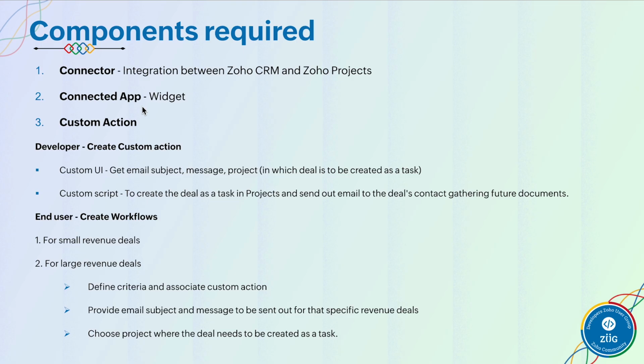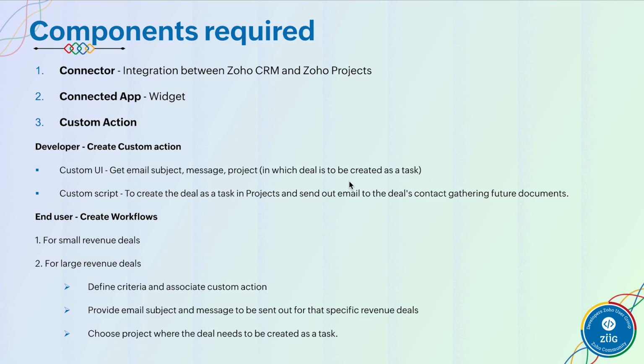The third important component that we require is the custom action component. That's the focus of our topic today, right? Here, for this use case, the custom action is going to require a combination of custom UI and a script. In our custom UI, we are going to create a user interface to get the email subject and the message, and the project has to be chosen in which the deal has to be created as a task.